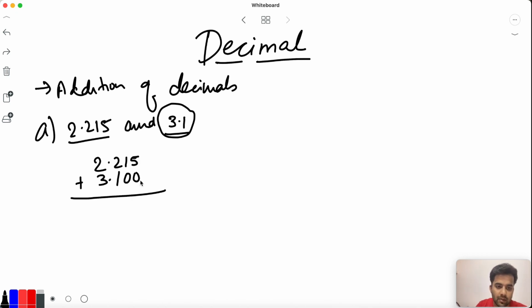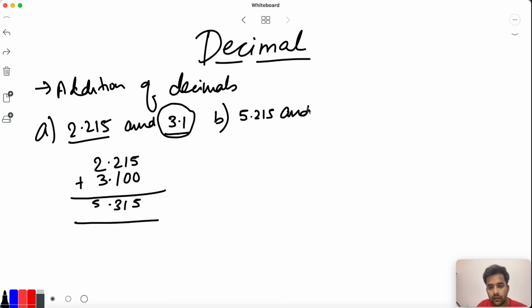Now start the addition. 5 plus 0, 5. 1 plus 0, 1. 2 plus 1, 3. Decimal. 2 plus 3, 5. So what is the addition total? 5.315. Now let's take question B.